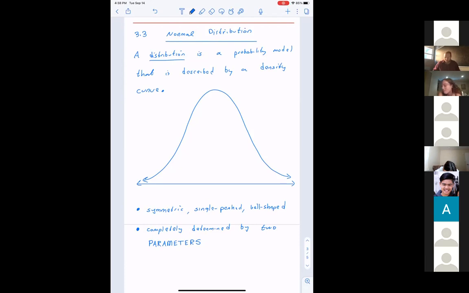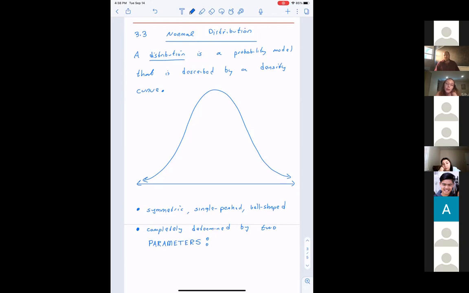Anyways, so completely determined by 2 parameters, 2 numbers, physical numbers. You can't just say 7 and 3. I mean, yes, technically 7 and 3 would describe it. But then I would ask, what's the 7? What's the 3? Someone take a guess.